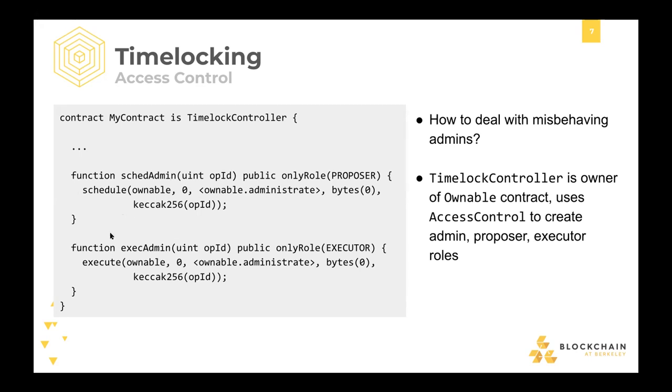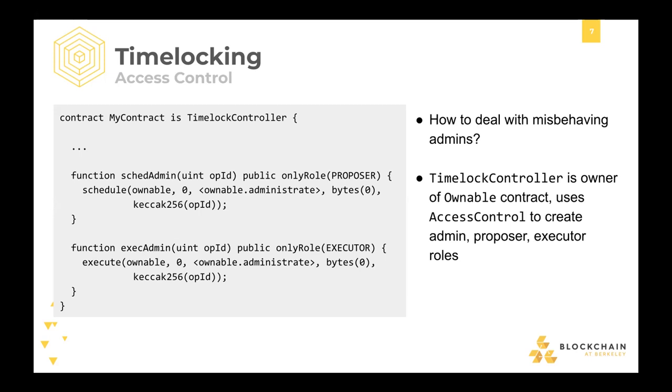And similarly, we have what the executors would call once it's gone through a sufficient amount of delay. They would be able to call this function, exec admin or execute administrate, which only executors can call, where we basically go ahead and actually call the function on this contract with the parameters and whatnot. So that's basically how time locking works.